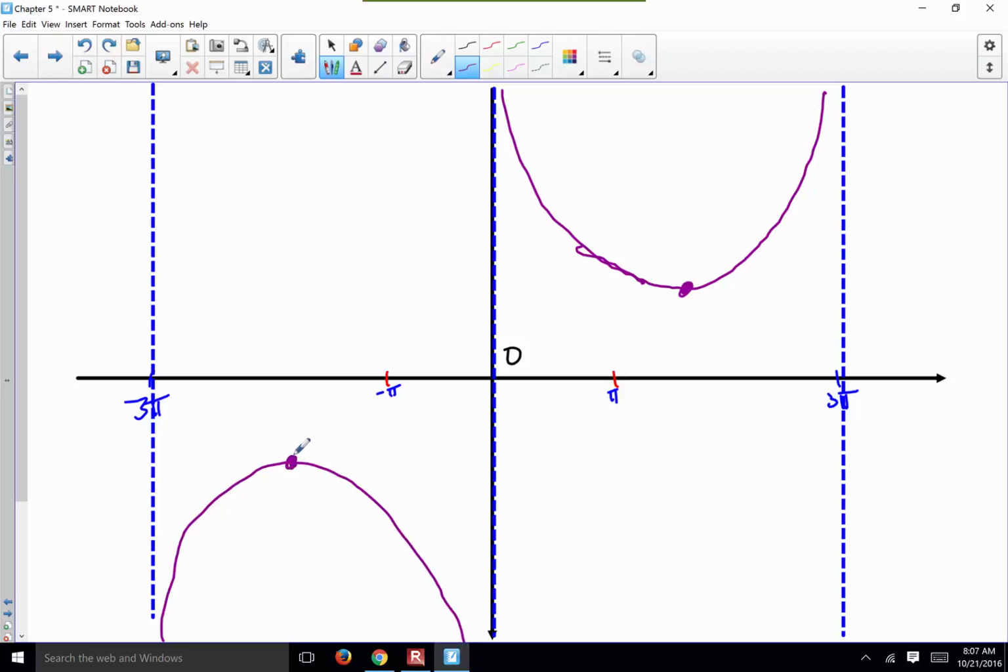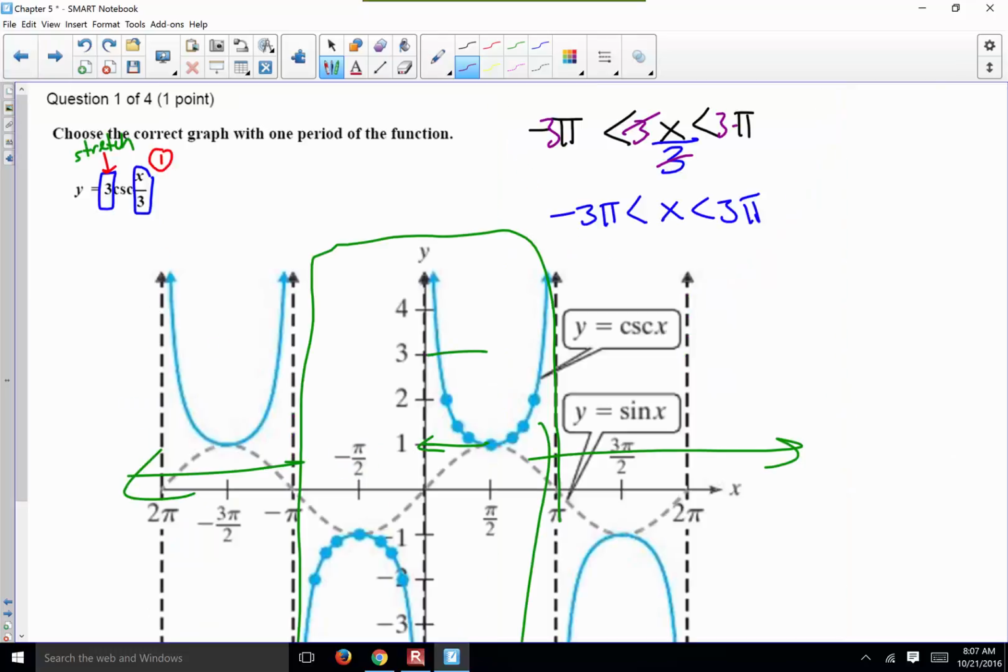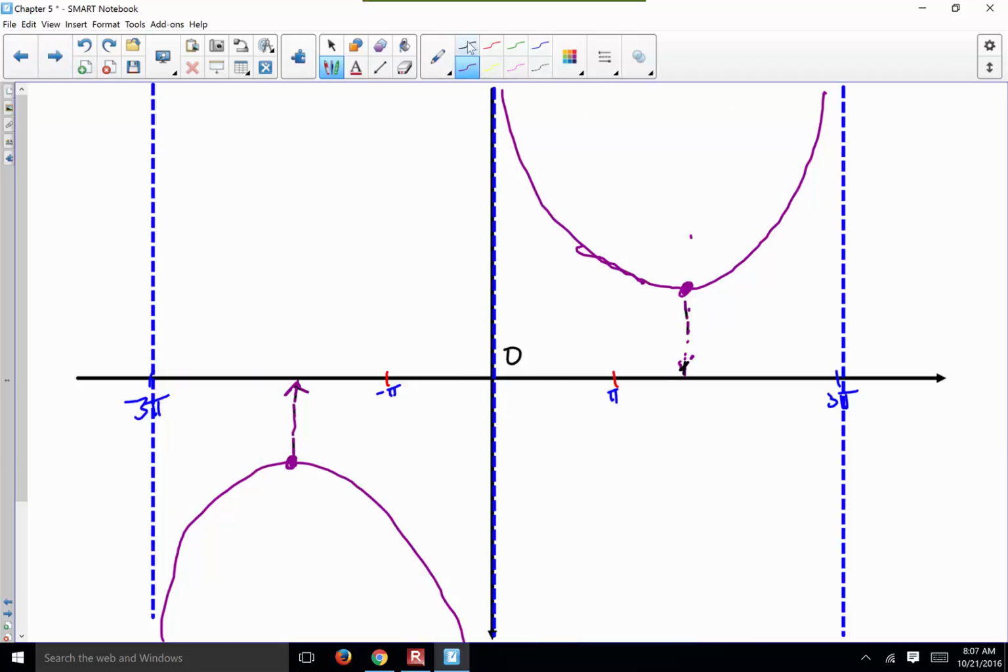Alright, question. In the previous case, original cosecant, those middle values were at minus pi over 2 and at pi over 2. These two, minimum and maximum value, were at pi over 2. Now who can tell me the new locations of those?